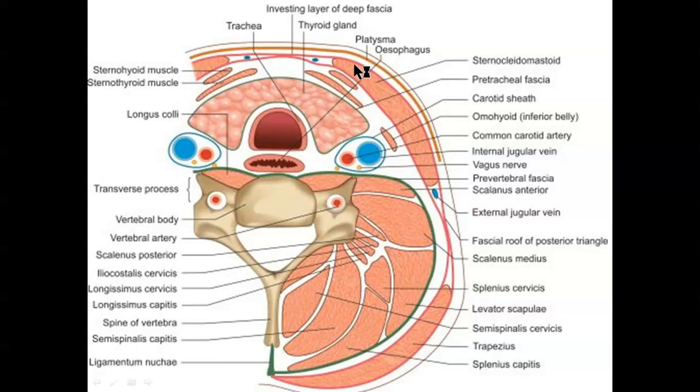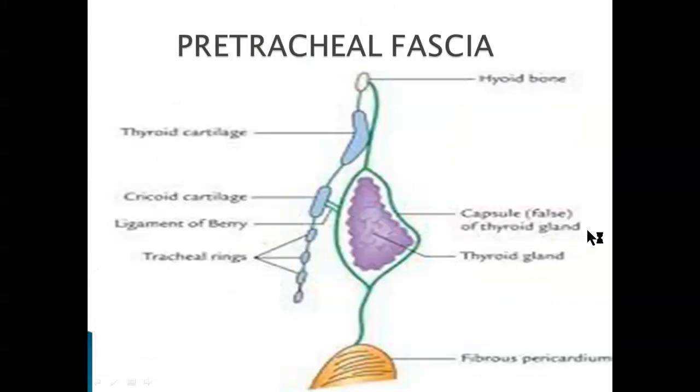Then after that we have the deep fascia, and here we have the investing layer of deep fascia. All right. So skin, superficial fascia, and then we have the investing layer of deep fascia. Now let's talk about each one of them in a bit of detail. Now, a few important clinical points for exam purposes.